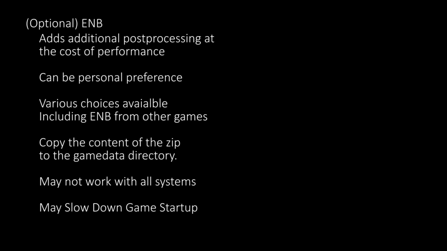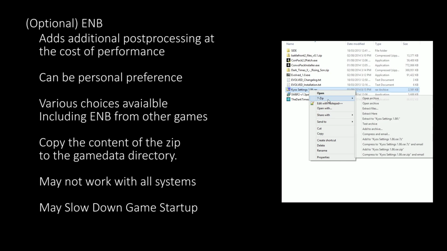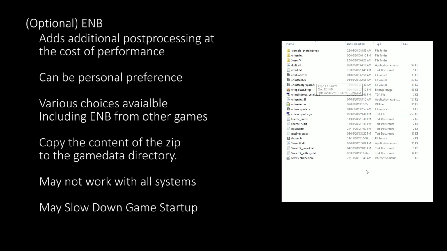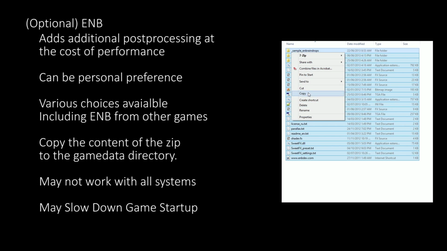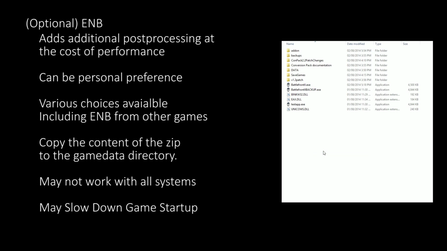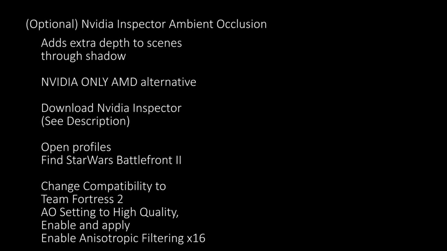To install you will need a copy of 7-zip. Extract the contents of a .raw file to a folder. Then copy the contents to your game data directory. For NVIDIA users you can also optionally enable ambient occlusion. This adds extra depth to the game's scenes by adding extra shadows.